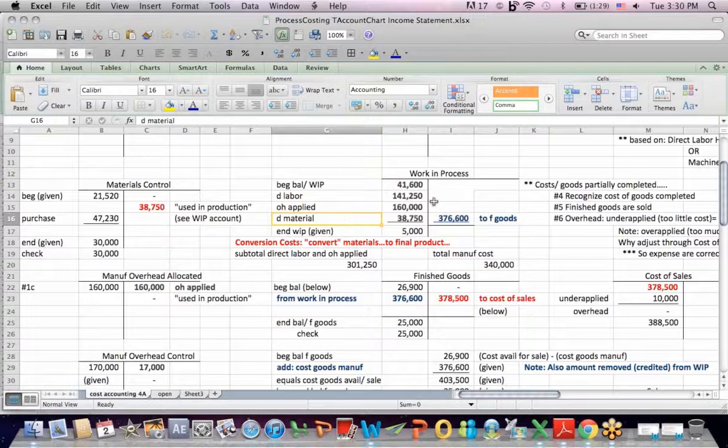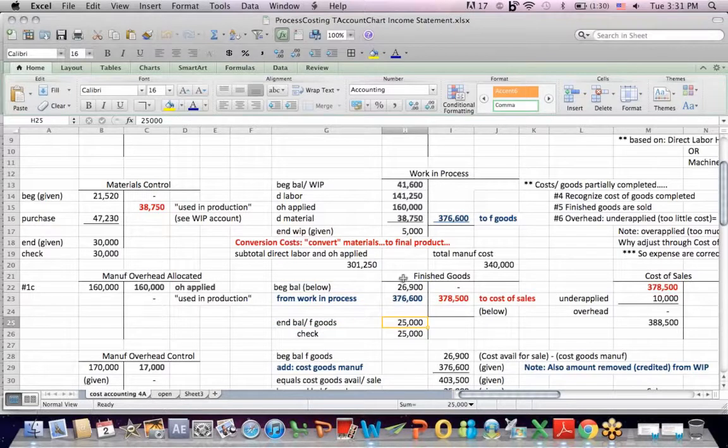The next step is when we complete a good, costs move out of work in process with a credit, as you see in blue, and they go into finished goods, which are goods that are complete, waiting to be sold. In this example, we credit to reduce work in process by $376,600. We debit to increase finished goods $376,600. Just as before, we can have a beginning balance in finished goods. We can have an ending balance in finished goods.